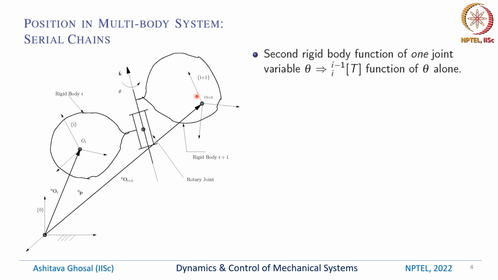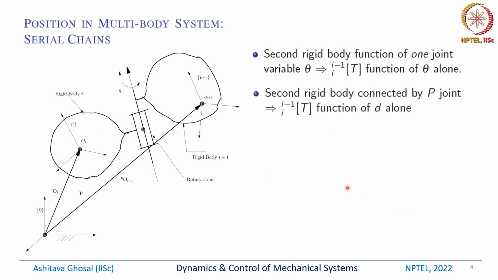So the rigid body I with respect to I minus 1 will be a function of this rotary joint theta if they are connected by a rotary joint, as shown in this figure. If it was a translatory joint, if this joint was a prismatic joint, then I minus 1 I T would be a function of the translation along this prismatic joint, which we denote by d. So in a serial chain, the n rigid bodies are connected by R and P joints. That is what we will look at in this course most of the time.